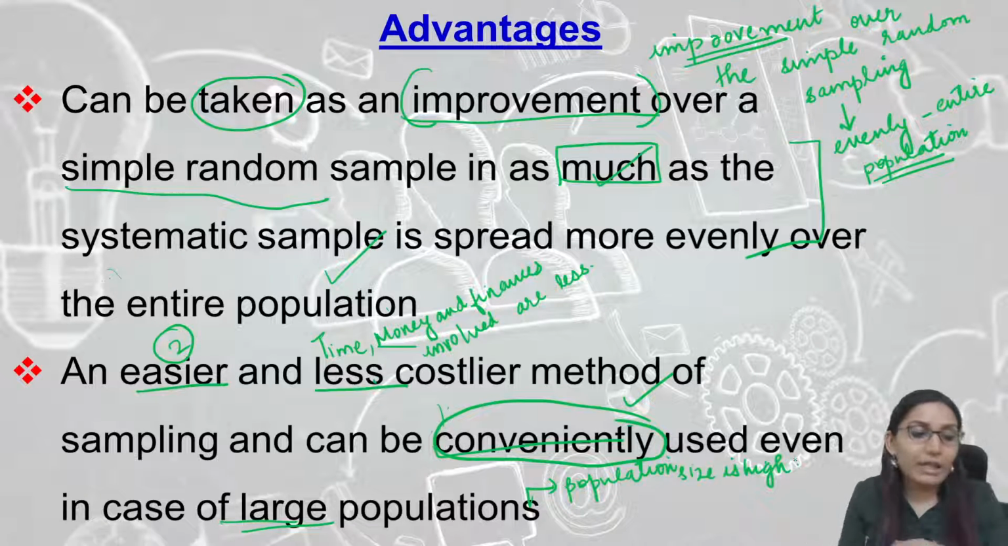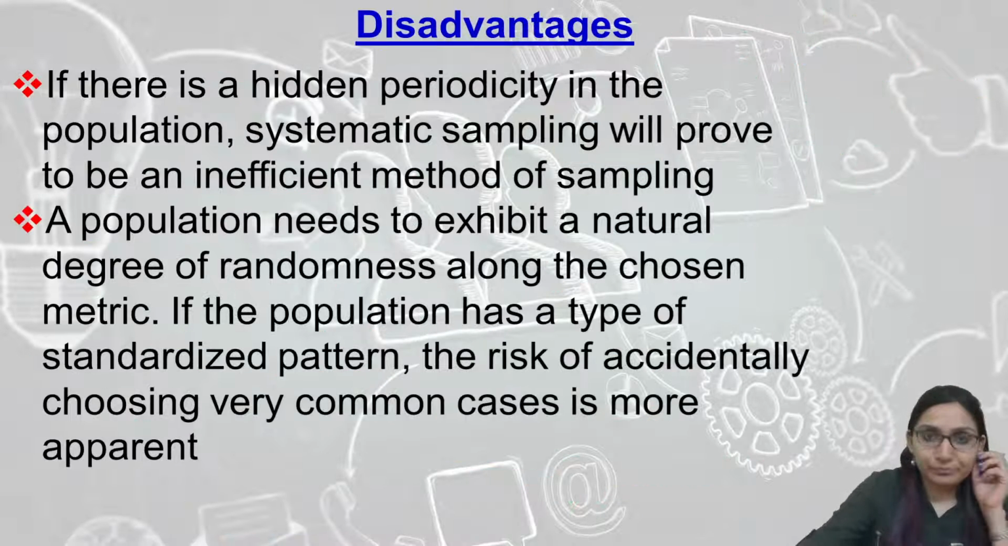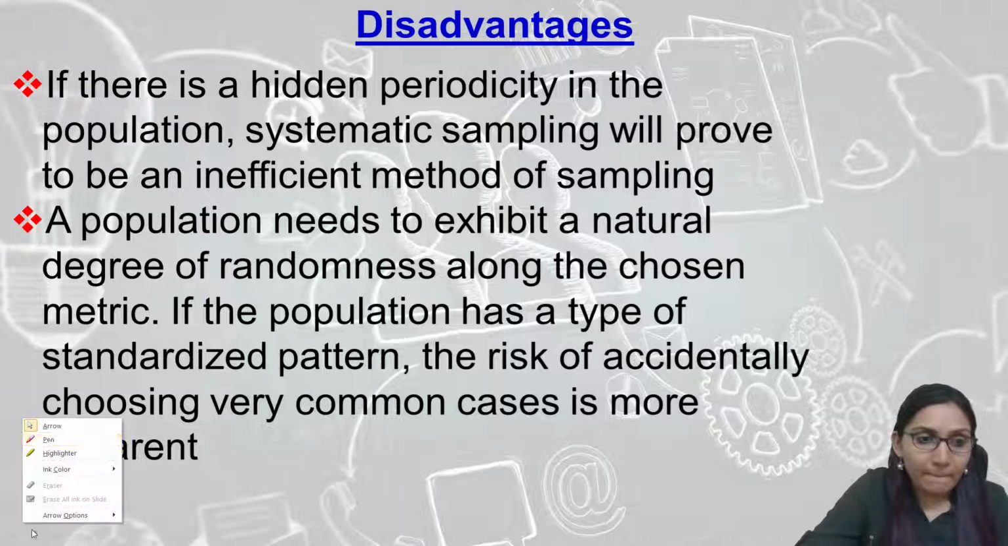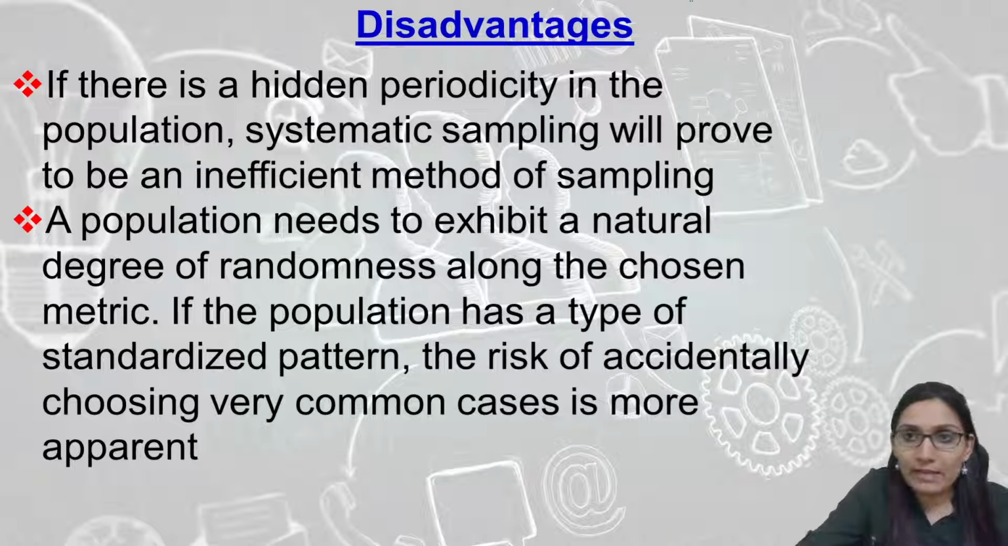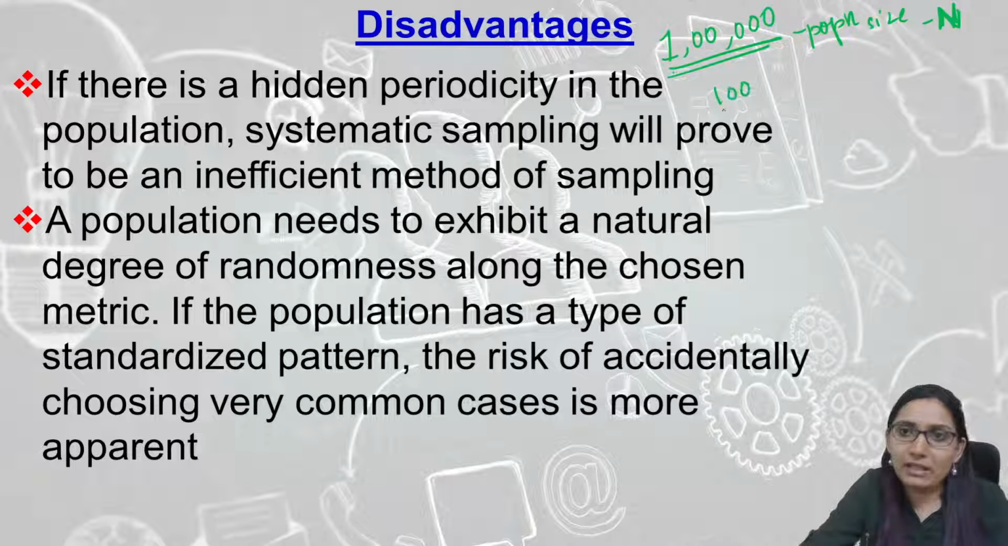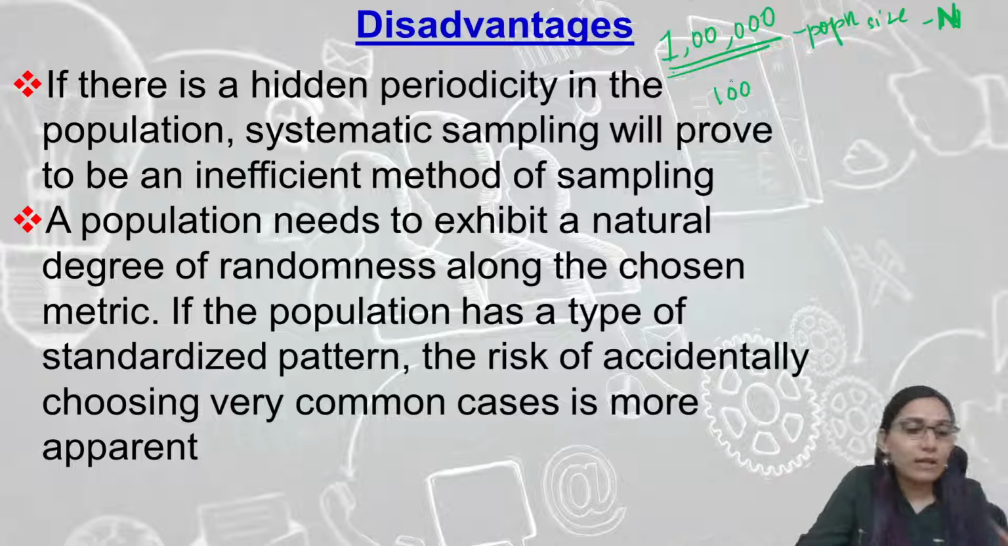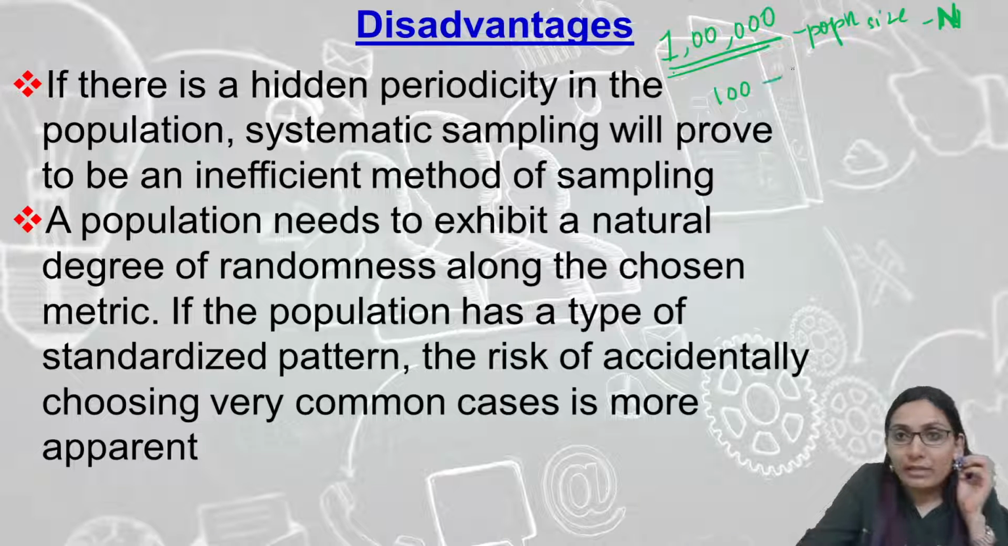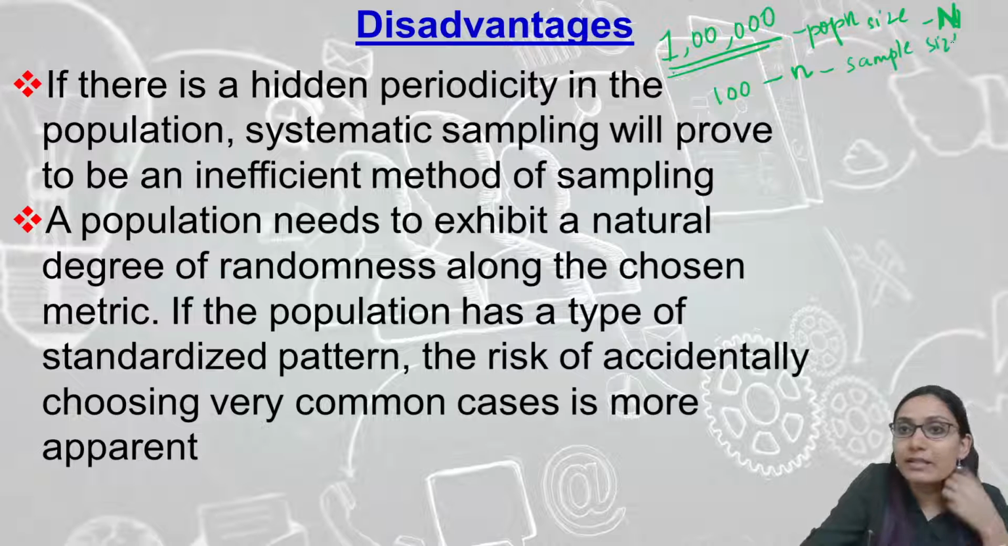Lipika is asking me for an example regarding this sampling. Okay, I'll give you one. Suppose you have a population size of 1 lakh. So you know 1 lakh is quite a large number, and it is represented by large N or capital N. Now the sample that you need is 100. You need only 100 people from this 1 lakh. This is your small n, or your sample size.